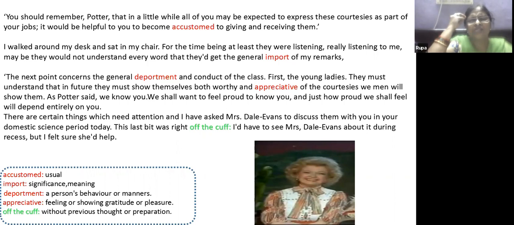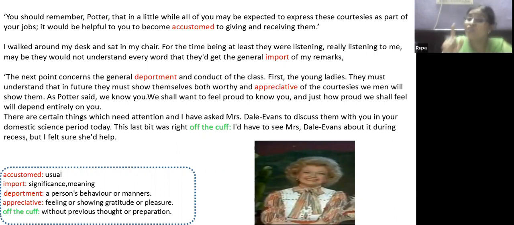So it came to his mind, and he just gave a word to the young ladies and he committed Mrs. Dale Evans to talk to the young ladies. "I'd have to see Mrs. Dale Evans about it during recess, but I felt sure she'd help." So he had given a commitment that Mrs. Dale Evans would be talking to the young ladies. But he did not talk to Mrs. Dale Evans about this issue.